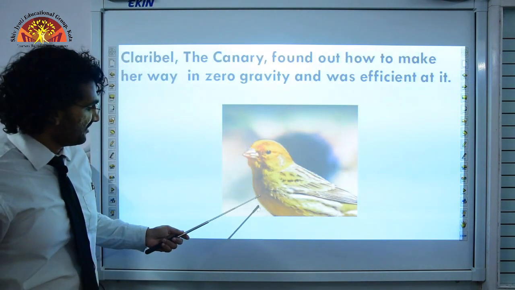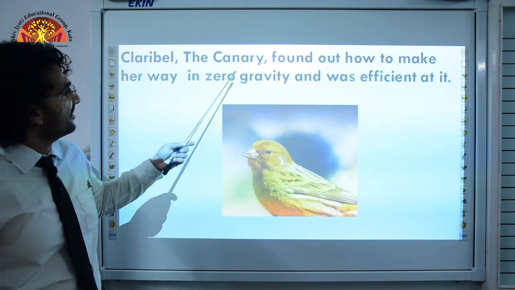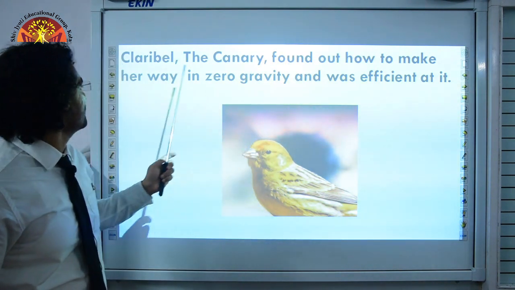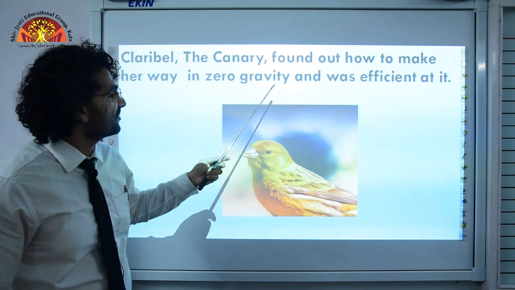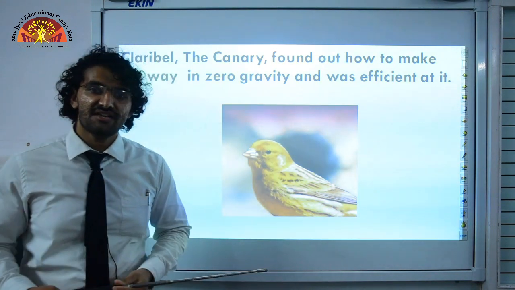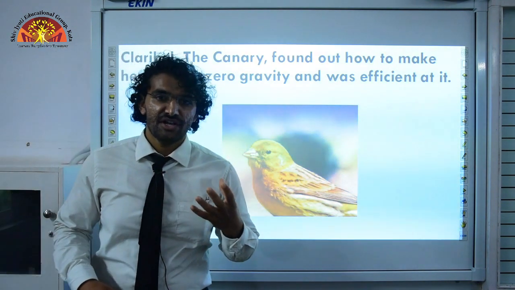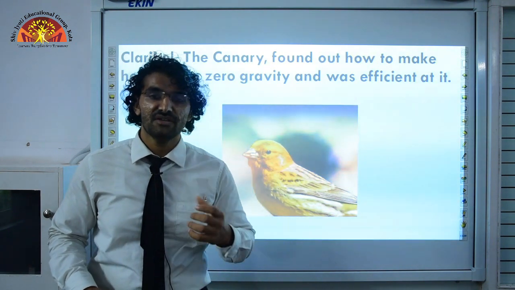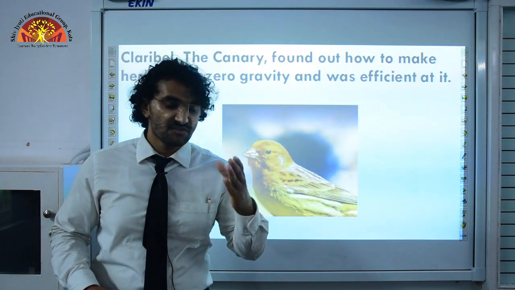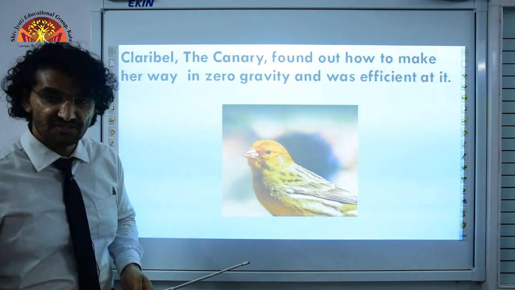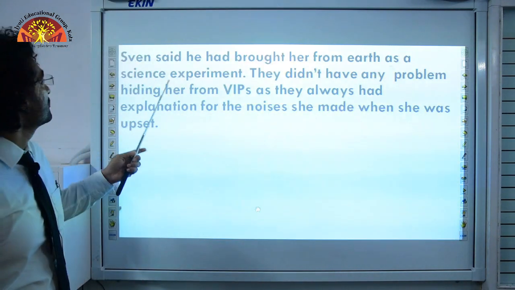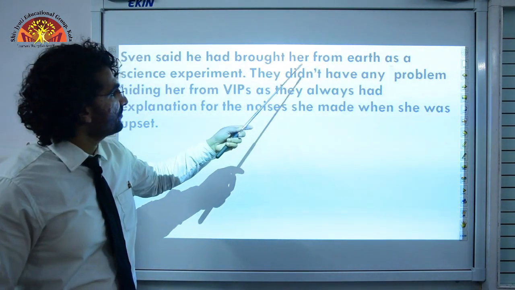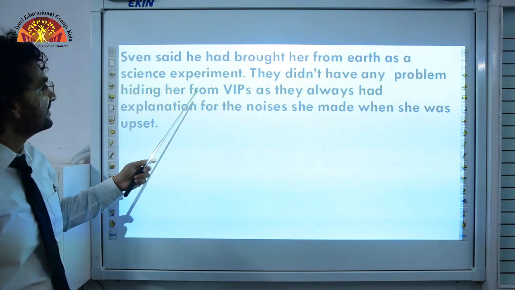And this is the picture of the canary. Claribel, the canary, found out how to make her way in zero gravity and was efficient at it. So she has soon adapted to the environment. She has learned to live in the environment at the space station they are at.